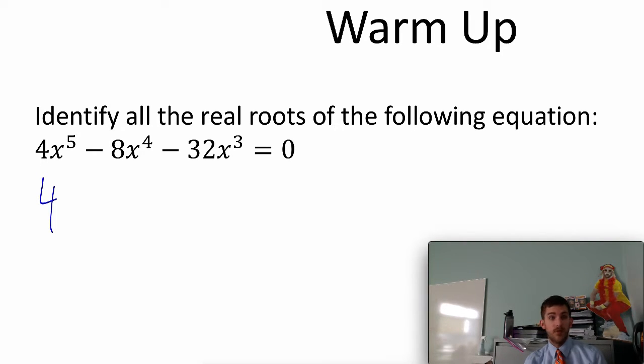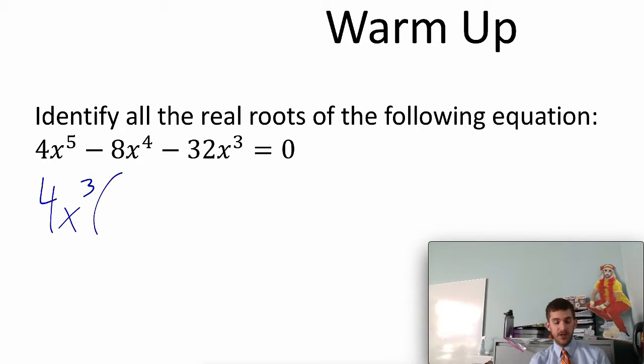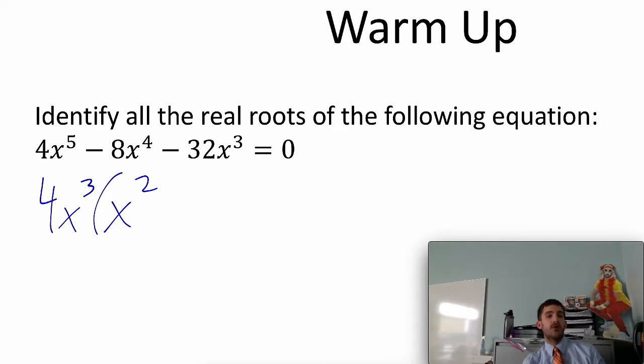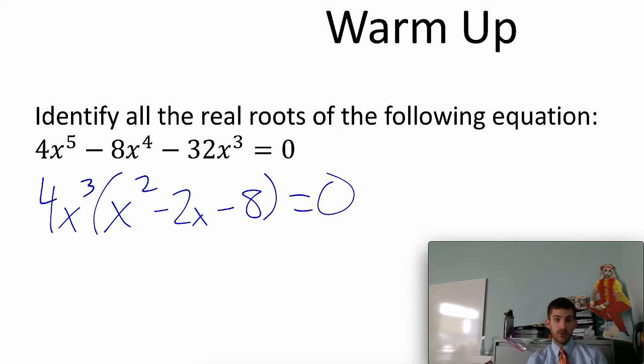So looking at the numbers, 4 is the greatest common factor of the 4, the negative 8, and the negative 32. And we can also factor out an x to the third from each of those. Now when we're factoring it out, it's kind of like dividing it out. So 4x to the fifth divided by 4x to the third, we're left with x squared. Factoring out 4x to the third from negative 8x to the fourth, we're left with negative 2x. And factoring out 4x to the third from negative 32x to the third, we're left with just negative 8, equals 0.